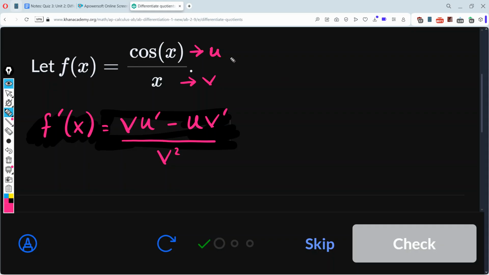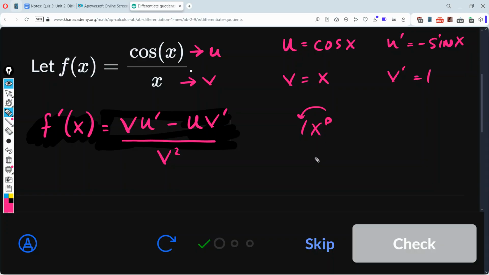All right, so off in the margin here, u equals the cosine of x, and the derivative of the cosine is the negative sine. V equals x, and the derivative of x is just 1. In case you didn't see it, if you use the power rule, this is x to the 1. You move the 1 out front, and this becomes x to the 0, but x to the 0 is just 1, so you just have the 1 left over.